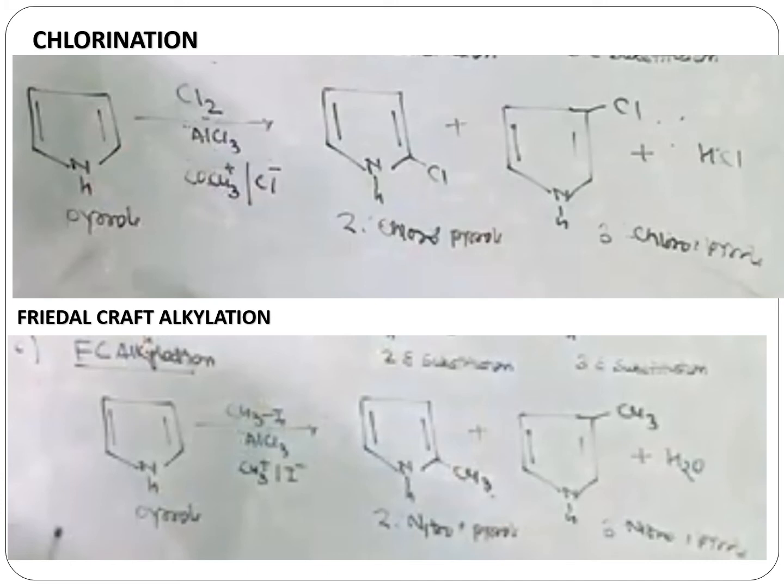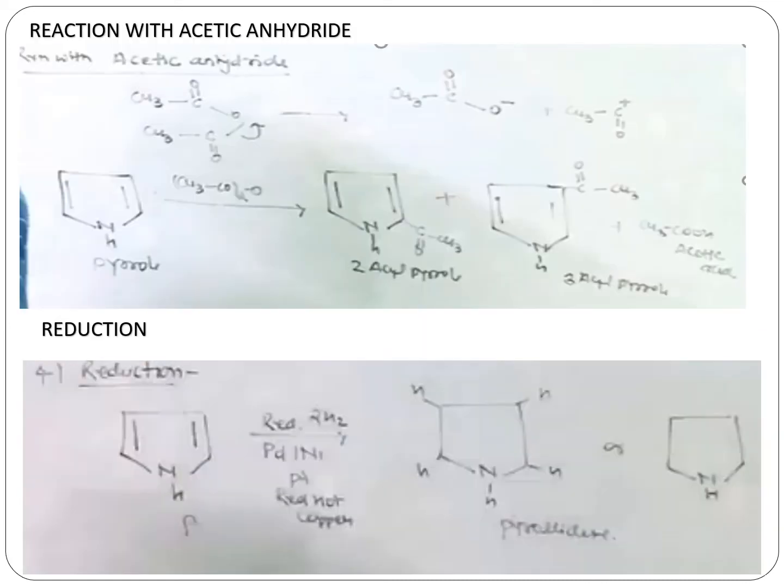In Friedel-Crafts alkylation, we know that we are adding an alkyl group. So pyrrole reacts in the presence of methyl iodide and AlCl3. So CH3I breaks into CH3 plus and iodine minus. So we get the electrophile attached at the C2 position and C3 position. So the major product is 2-methylpyrrole and the minor product is 3-methylpyrrole.